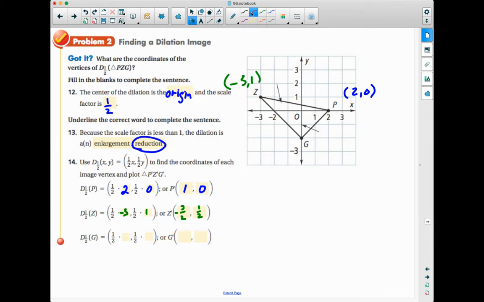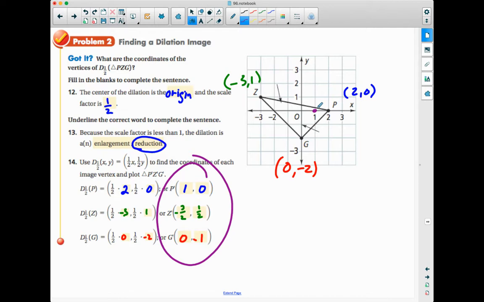And then G. G has the coordinate (0, -2). So I'm going to do half of 0 and half of -2. Half of 0 is 0. Half of -2 is -1. So I can now plot those 3 points. I'm going to plot these 3 points up here. So P' is (1, 0).